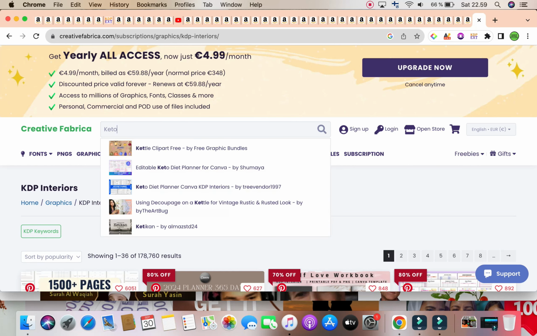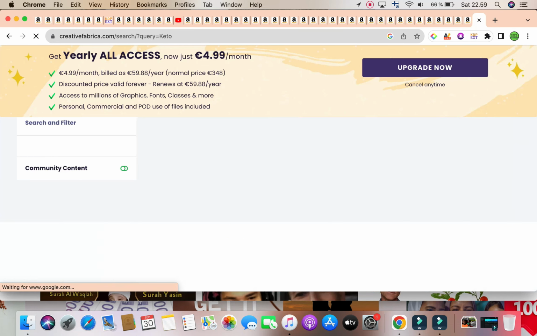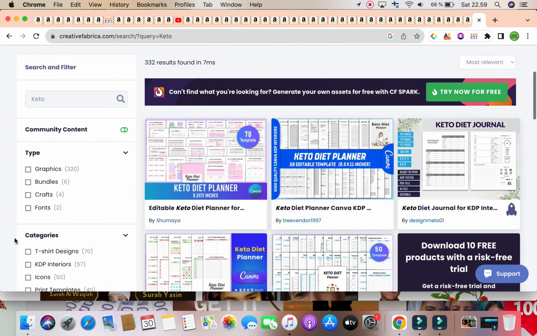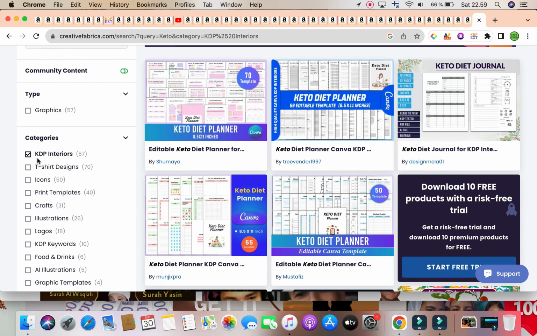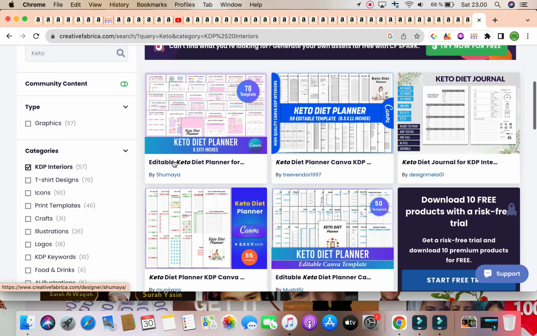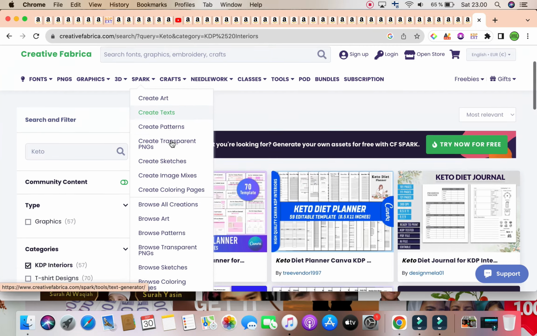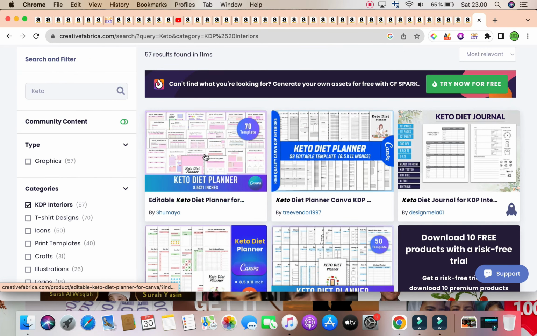Your go-to when it comes to this kind of keyword is to simply write keto in Creative Fabrica. Then again, you can find a 30-day free trial for Creative Fabrica linked in the description box below, and then filter according to KDP Interiors under the category section. You are left with 57 pure results relating to keto. Now this is a keto diet planner.